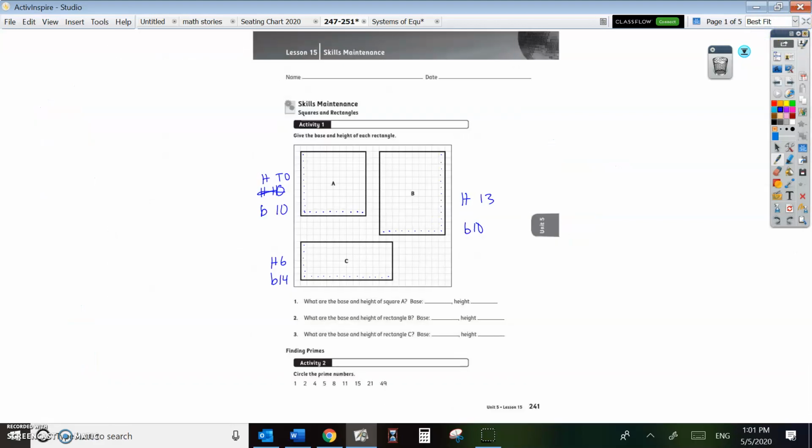So square rectangle A, the base is 10 and the height is 10. For B, the base is 10 and the height is 13. For C, the base is 14 and the height is 6. Find and circle the prime numbers. 1 is prime, 2 is prime, 5 is prime, 11 is prime, and none of the others are prime.